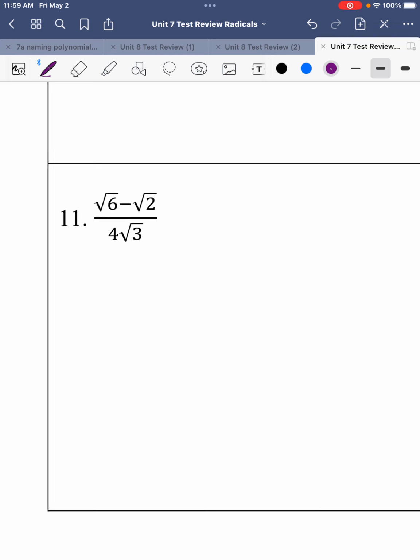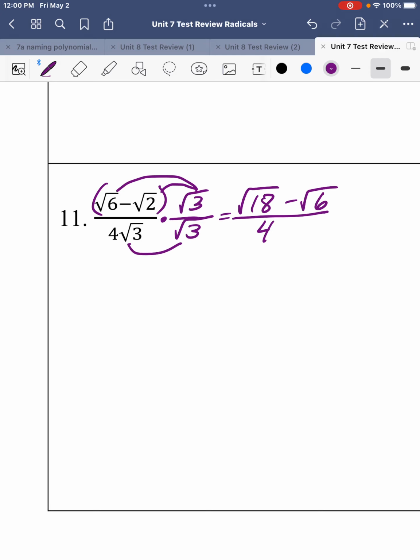All right, moving on, number 11. The denominator I see is square root of 3, so I need to multiply by the square root of 3. That'll get you the square root of 9. In the numerator, there are 2 terms, so I need to distribute. So square root of 3 times the square root of 6 is the square root of 18, minus square root of 2 times the square root of 3 is the square root of 6.